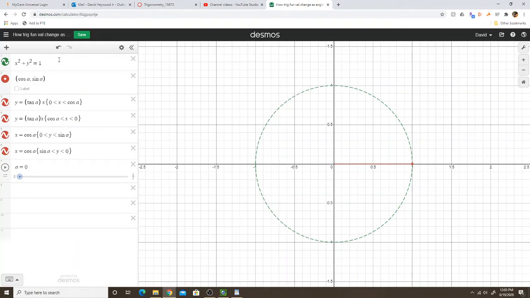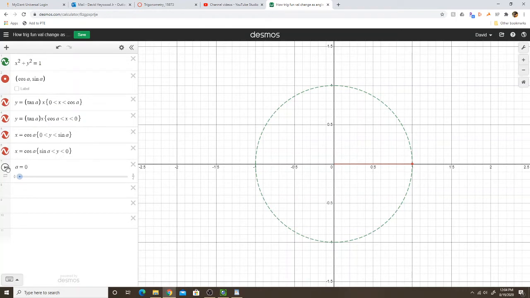This circle is the circle x squared plus y squared equals 1. It turns out, and we'll talk about this in more detail in the future, that this circle is called the unit circle. When you have the unit circle, the x-coordinate of any point on the unit circle is cosine of the corresponding angle, right? And the y-coordinate is the sine value.